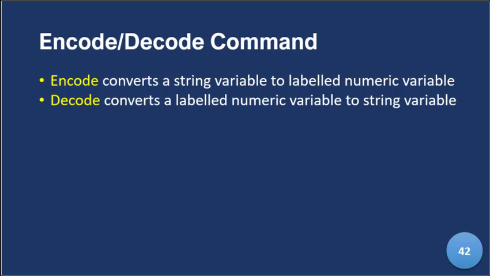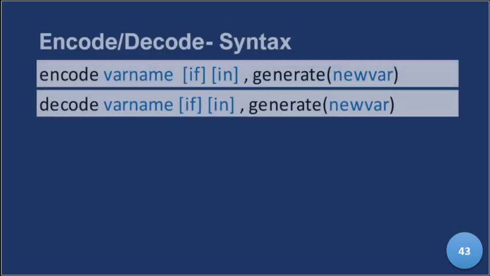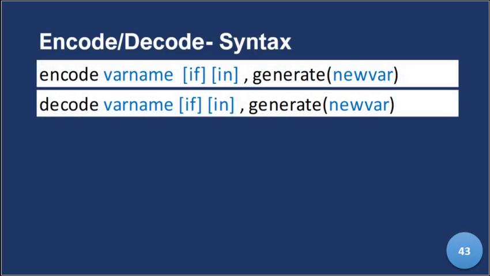Okay, let's look at syntax now. So the syntax is encode, variable name, and there's if, in. I've mentioned that also in module 2 when we use if or in, and it generates a new variable. If you observe, unlike tostring and destring, it doesn't have a replace option. It must generate a new variable.